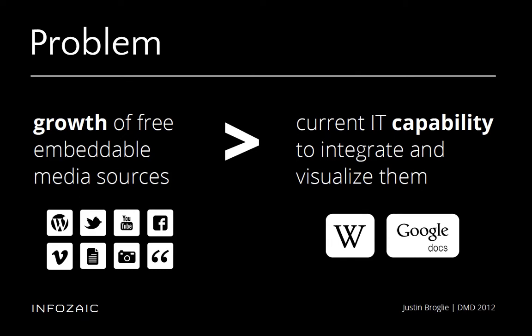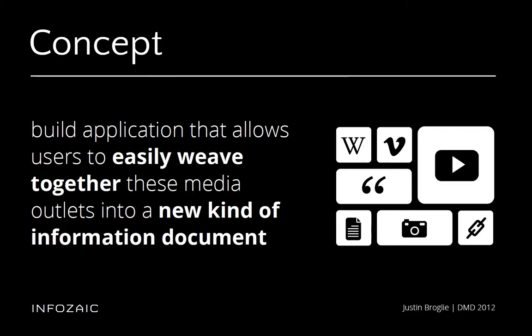Things such as Wikipedia and Google Docs I find to be limited in their ability to successfully integrate all the media that we have. Wikipedia really is based on text and it's hard to edit, and Google Docs is a wonderful resource. However, it doesn't necessarily include all the latest embeddable media sources. So the concept behind Infozaic is to build an application that allows users to easily weave together all these media outlets into a new kind of information document.